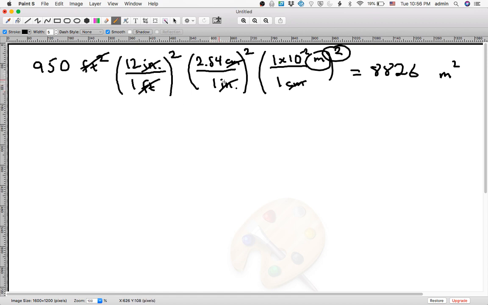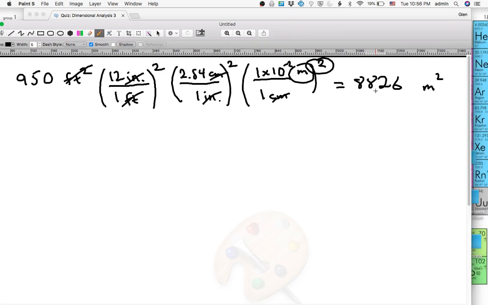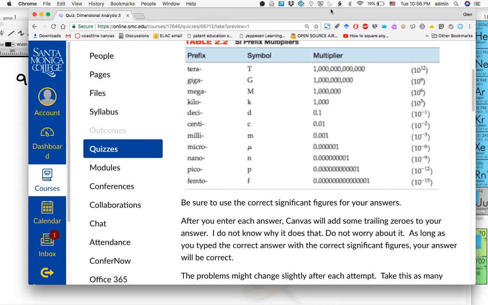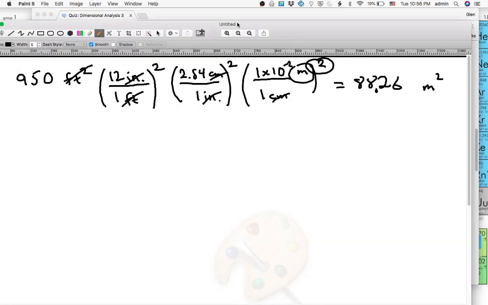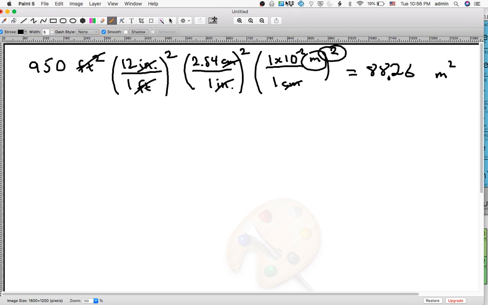88.26. It should be 88.26 square meters, or meters squared. Whoops, sorry. So there we are. What am I doing? What's going on here? Okay, here we are.